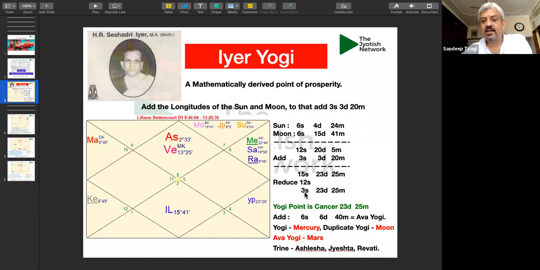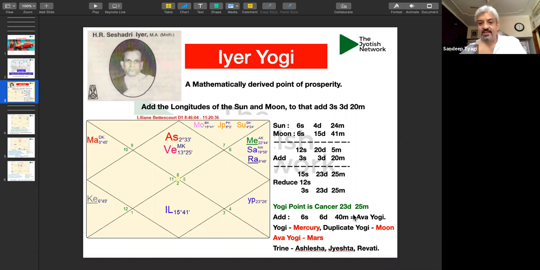So since 3 are completed, remember we said 6 completed, so 6 signs meant 6 signs completed, 4 degrees, 24 minutes in Libra. Similarly, 3 signs completed, 23 degrees, 25 minutes, now means Cancer, 23 degrees, 25 minutes. So 3 is Cancer. So in Cancer, on 23 degrees, 25 or 26 minutes lies the Yogi Point. In your software, if you switch on the Yogi Point function, it is indicated in the chart in which sign the Yogi Point lies.